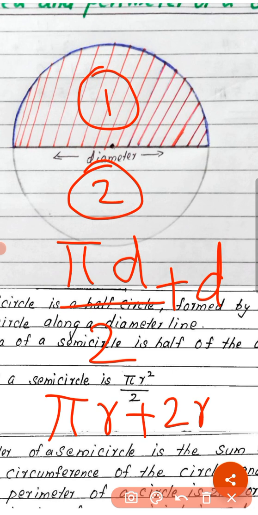Then the perimeter of a semicircle is the sum of the half of the circumference of the circle and diameter. If the diameter is given, you can use this formula pi d by 2 plus d, that is half of the circumference plus diameter. If the radius is given, you can use this formula pi r plus 2r. Pi r is half of 2 pi r, plus 2r, 2 into radius.